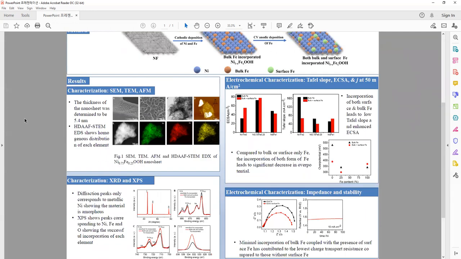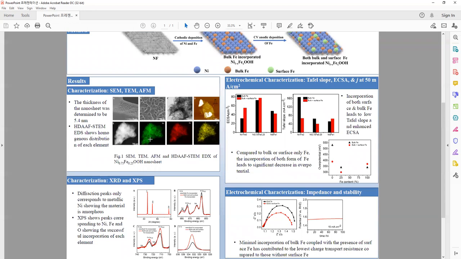After the synthesis, we tried to characterize the material both physically and electrochemically. The first characterization is using SEM, TEM, and AFM. As you can observe from the image, interconnected nanosheet structures are grown on the surface of the nickel foam. The material is very thin, an ultra-thin nanosheet structure. The thickness is also confirmed using AFM. We were able to produce nanosheets with around 5.4 nanometer thickness.